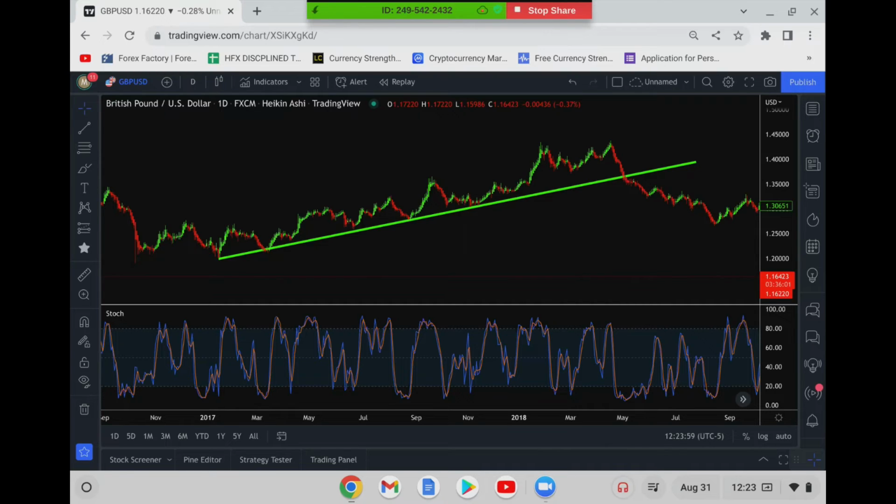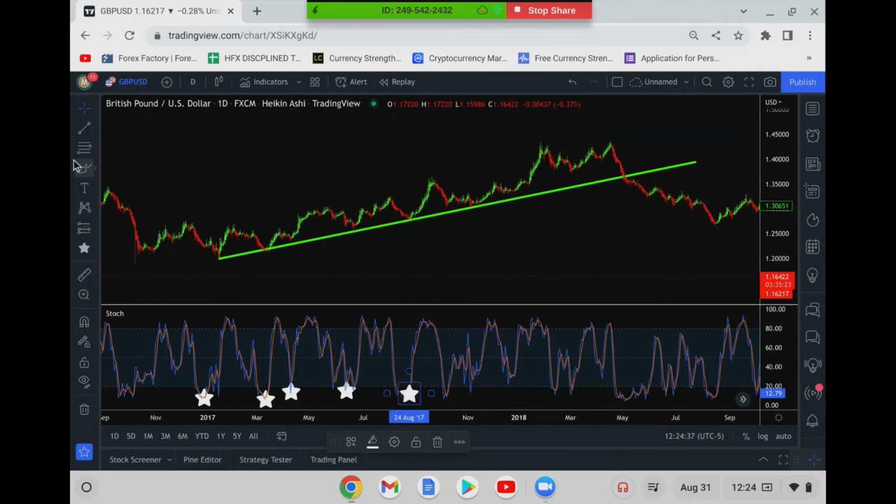So again, uptrend, you want to buy when price is oversold. Downtrend, you want to sell when price is overbought. So with that being said, this is a point in the market where price was oversold. This is a point where price was oversold. This is a point where price was oversold. Another point where price was oversold.